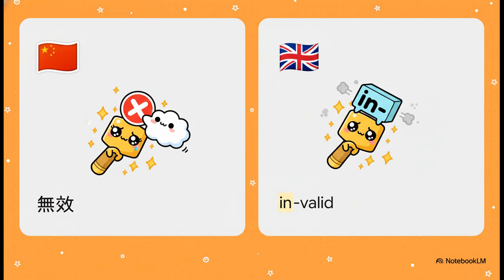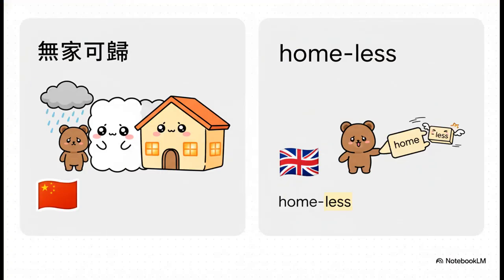Let's try another one. Here, we've got mu combined with the character for effect. Together, they form u shall, which means without effect, or, as we'd say, invalid. So yeah, it can also act just like our prefix in. Pretty neat, huh? And this last one really shows you how versatile it is. This phrase, wucha ke gui, literally translates to without a home to return to. It's the perfect equivalent of our suffix less, giving us the idea of being homeless. So, un, in, and less, this one little character can do the job of all three.